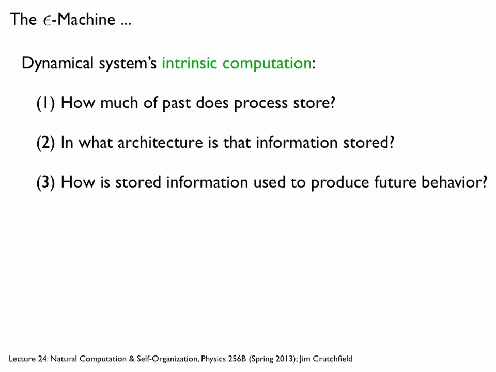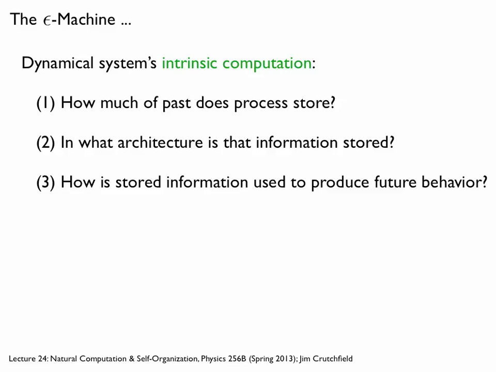How much past does it remember? How much of the past does the process store? Where in the system's state space is that information stored? What's the architectural structure of how that information is stored? And then how does that stored information get used to produce future behavior?